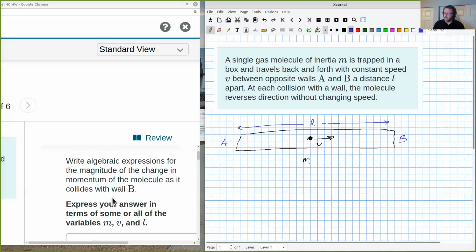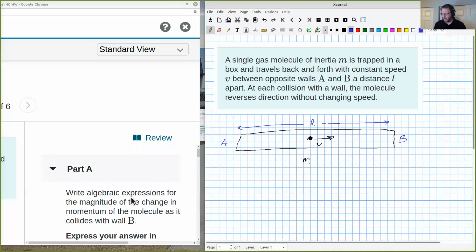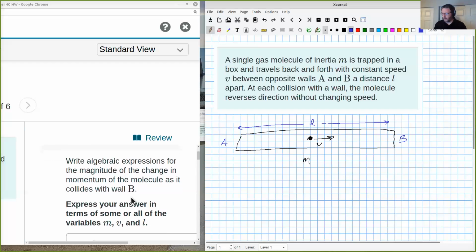So write algebraic expressions for the magnitude of the change in momentum of the molecule as it collides with the wall B. Well, it would be helpful for me to know what's the momentum of the molecule before it hits the wall. So we're over here at this wall. We've got the molecule about to hit. Let's zoom in on it.